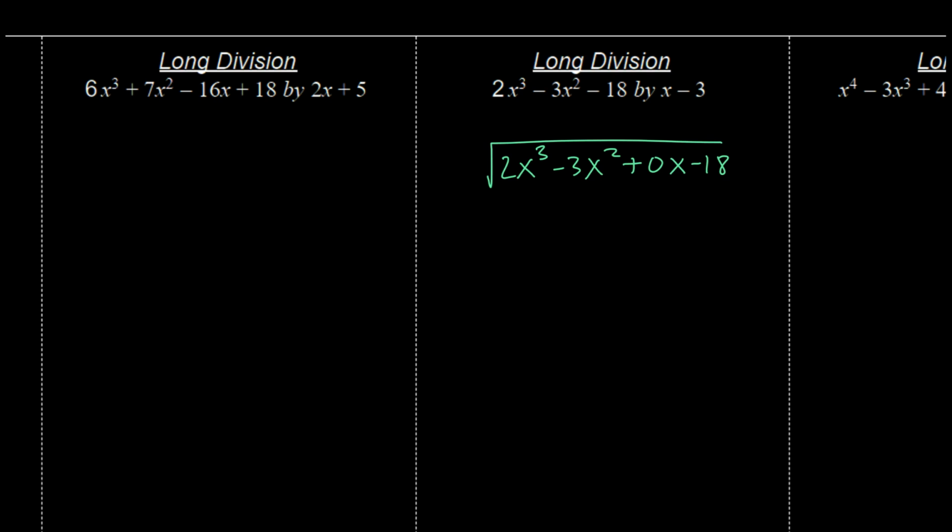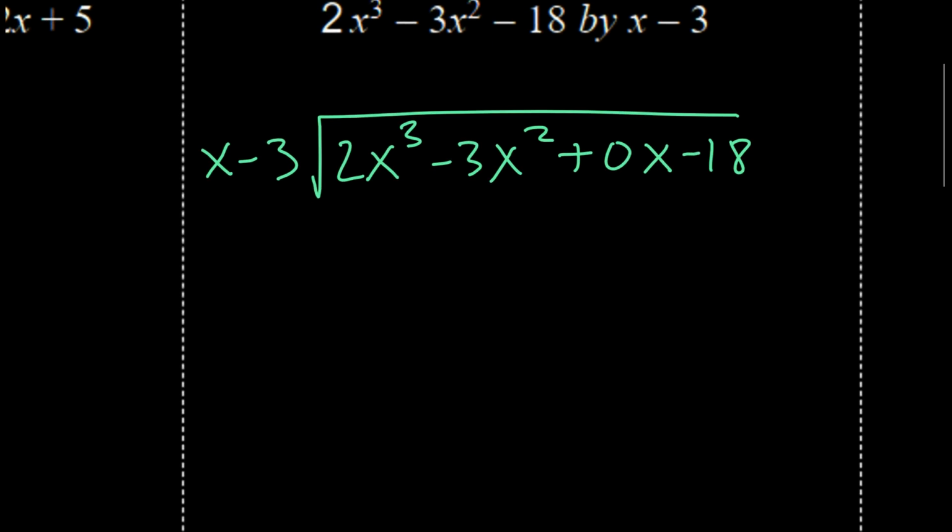We place a 0 for the plain x, so it's 0x minus 18, and then we're dividing by x minus 3. I want you guys to now do this problem. Okay. What did you guys do first here? I did the x minus 3, then the bracket.